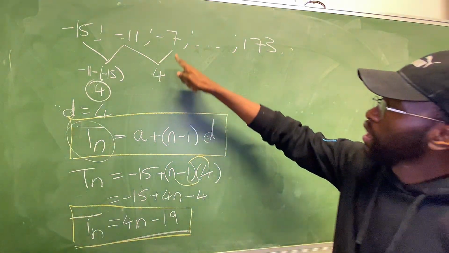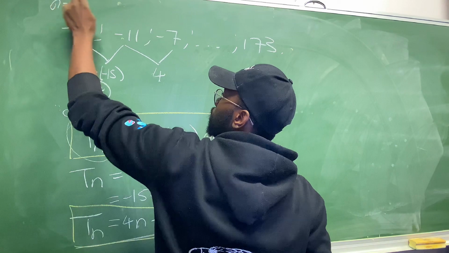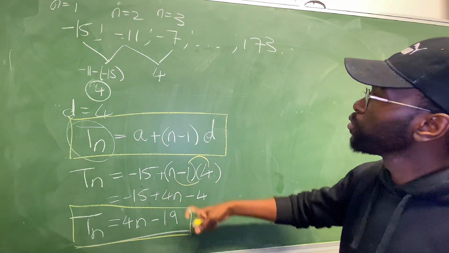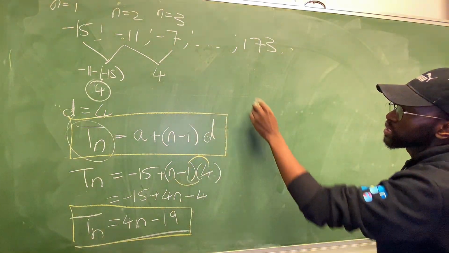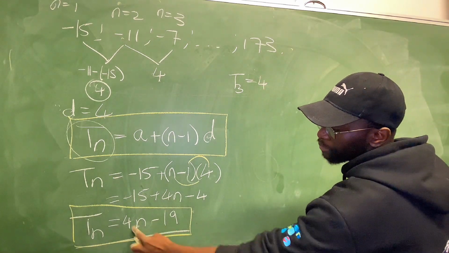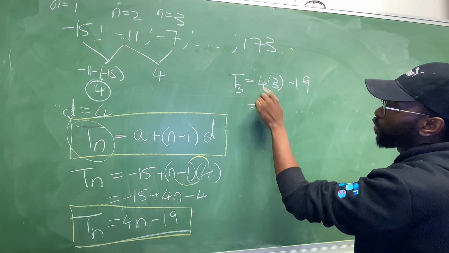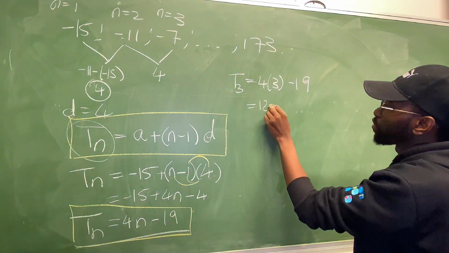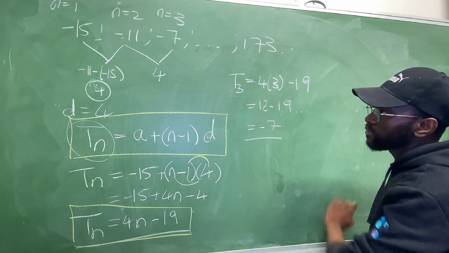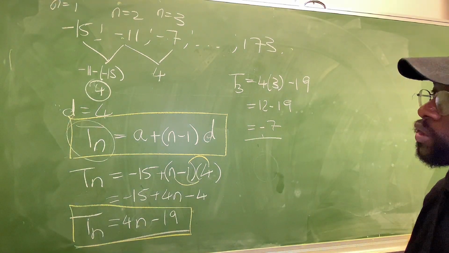You can check it. Look for position. This is position 1, position 2, position 3. Let's use our formula to find position 3. Position 3 will be T3. So 4 multiplied by 3 minus 19. So 4 times 3 is 12 minus 19, and you will get negative 7. You see that our general formula works.